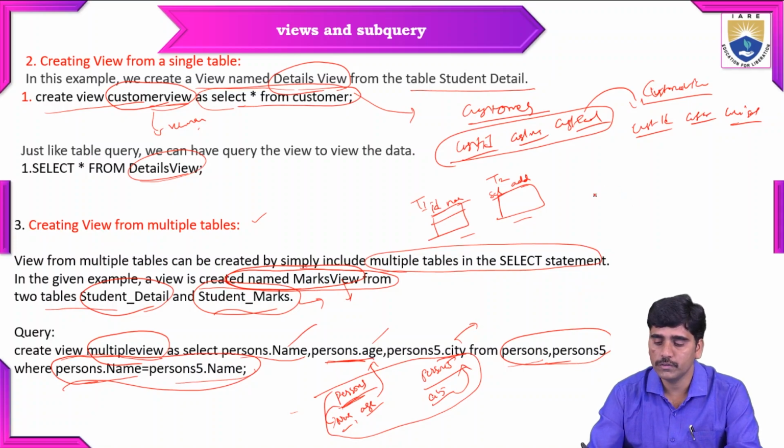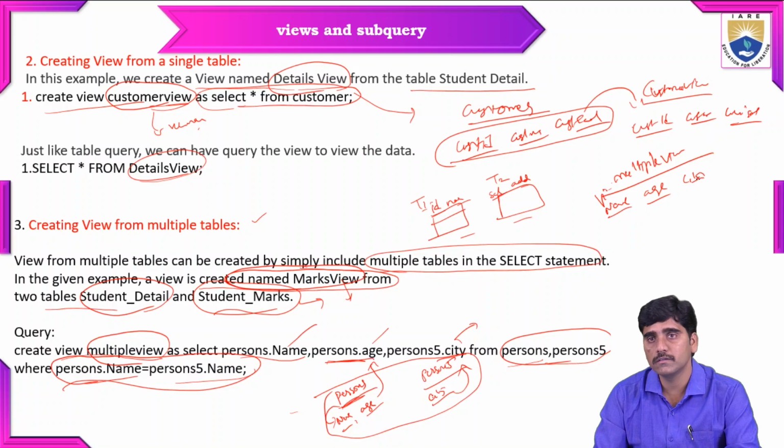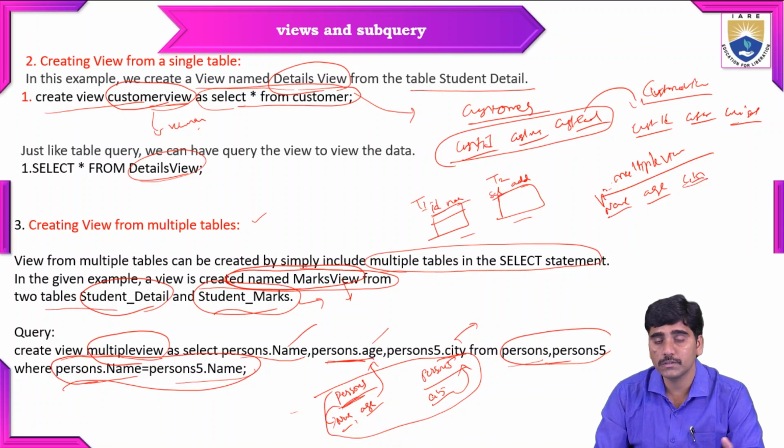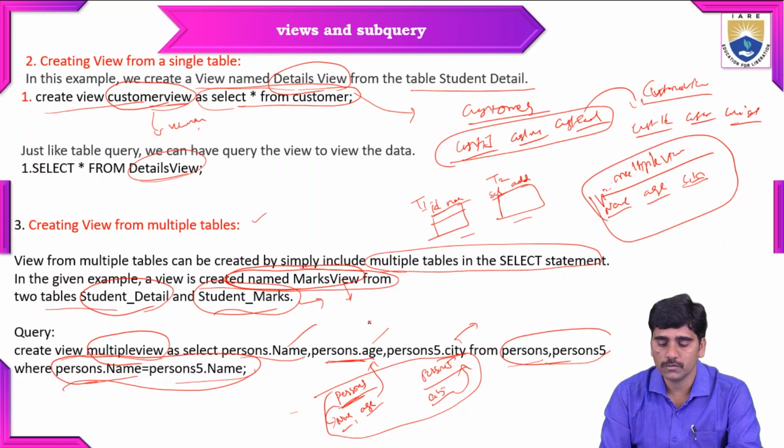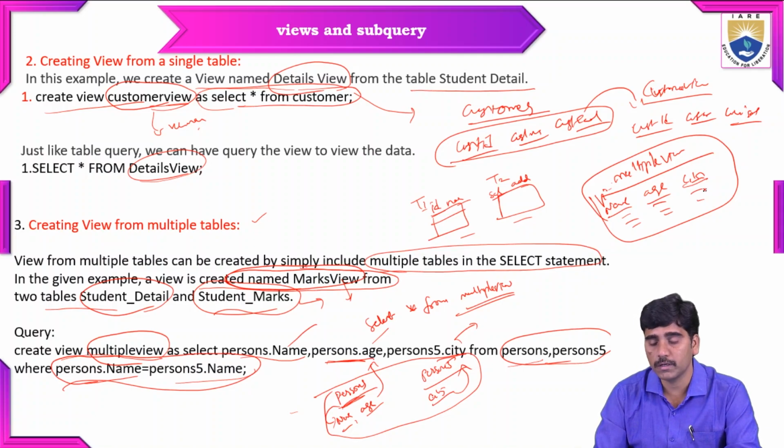So now the view is created. The name is multiple view, and in that I can see name, age, and city. Now if I want to see the data of this multiple view, the query is select star from multiple view. Now I can see all the list of data available in this multiple view.